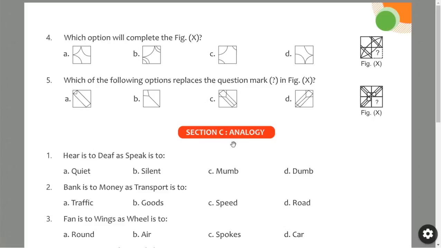In the next session we will see analogy. If you have any doubts or questions, you can ask during online classes.